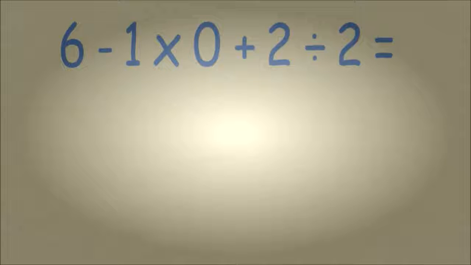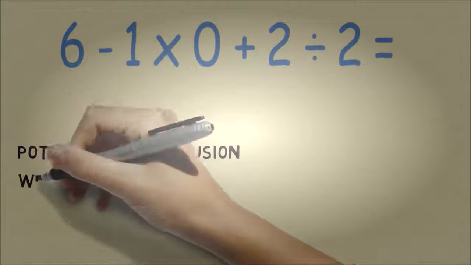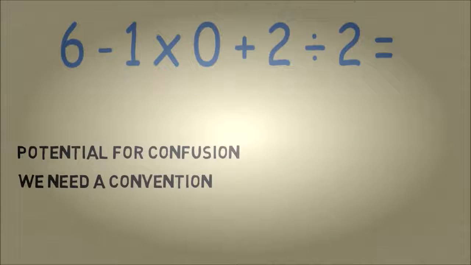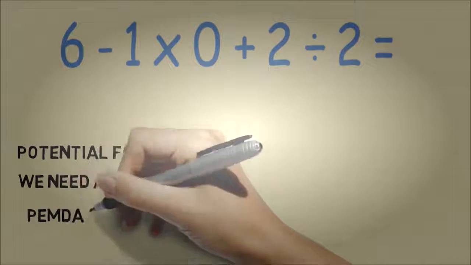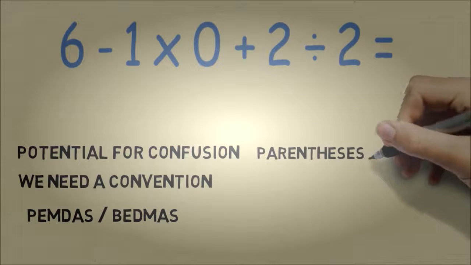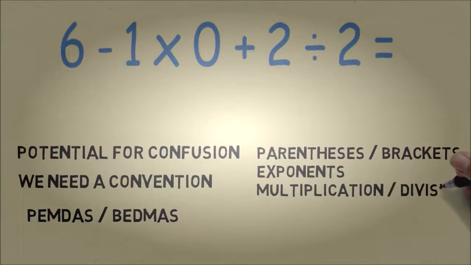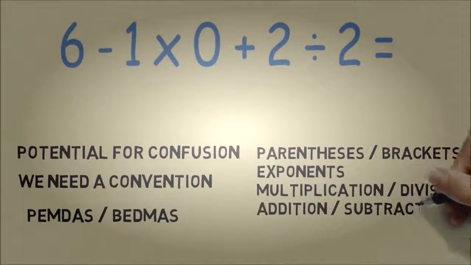Well, clearly there's a potential for confusion. And to avoid that, we need to come up with a convention of how to evaluate these expressions so there's only one answer. The acronym PEMDAS or BEDMAS is one way to remember how we evaluate expressions. So we look at the things that are in parentheses or brackets first, then exponents, then we look at multiplication and division, and finally addition and subtraction. And otherwise we go from left to right.